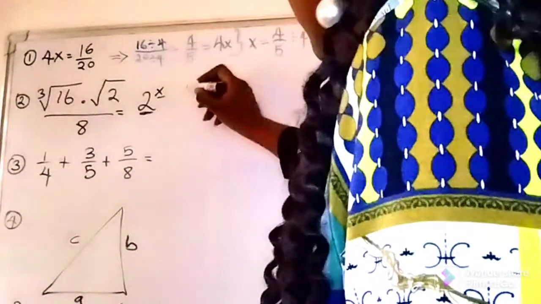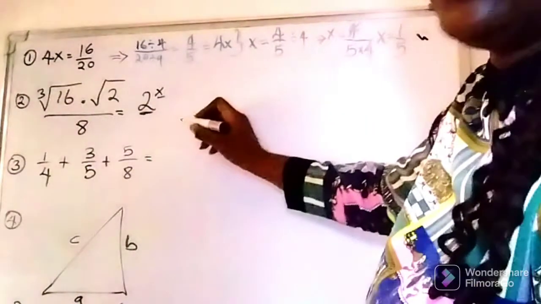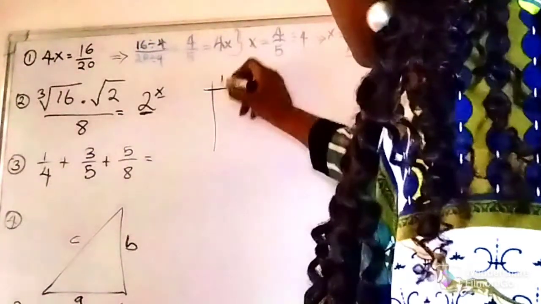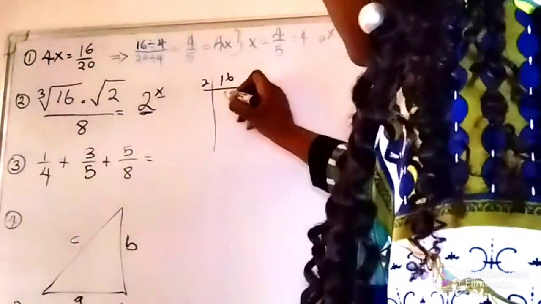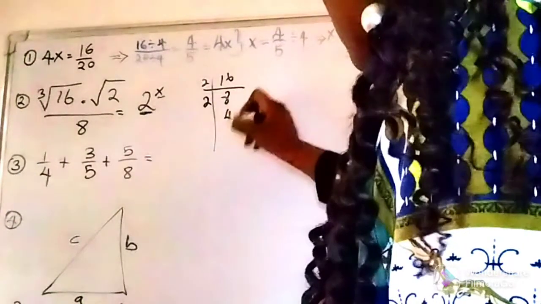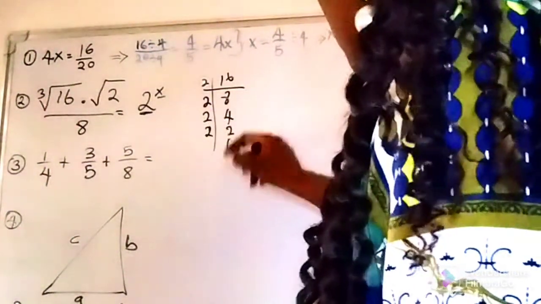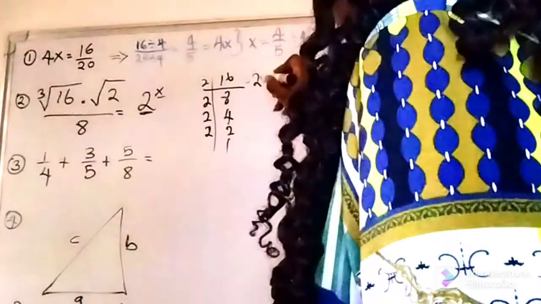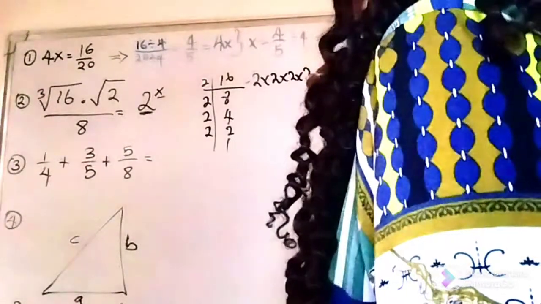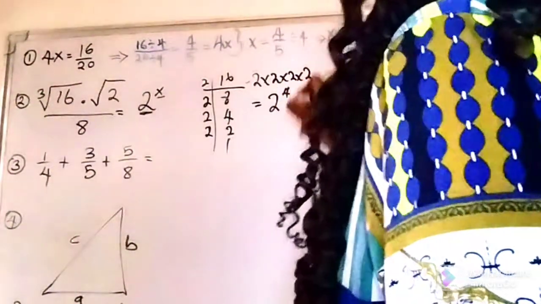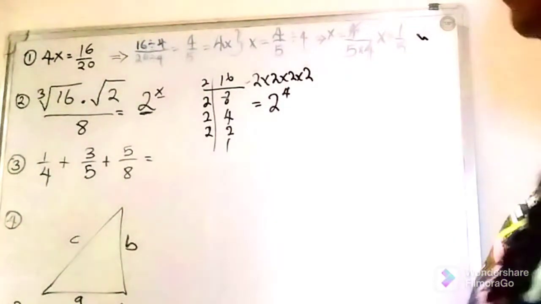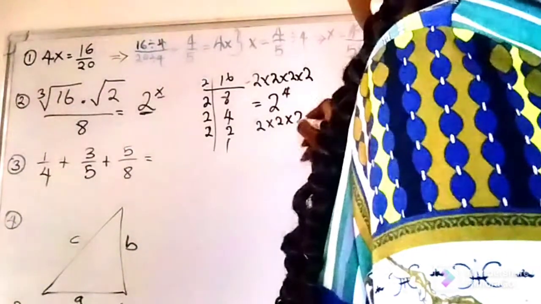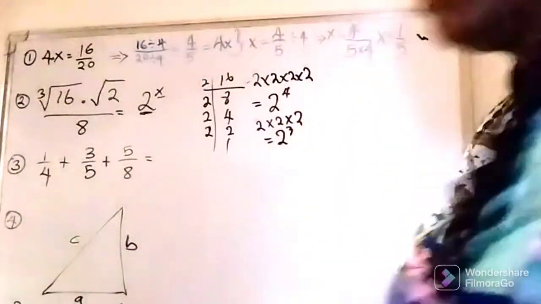So we have, first of all, 16. 16 is what? The same thing as 2. Okay? So 16 is the same thing as 2 times 2 times 2 times 2, which is equal to 2 raised to power 4. That's for 16. Okay? 8 is also 2 times 2 times 2, which is the same thing as 2 raised to power 3.